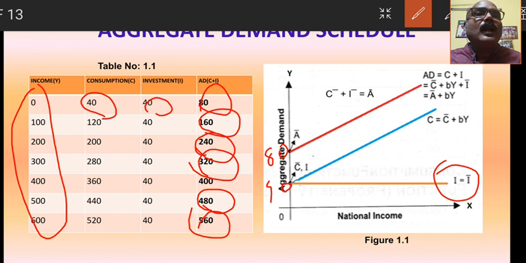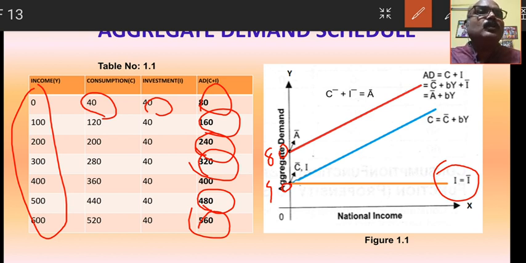Okay. Now the equation of the consumption function, the linear consumption function, that is C is equal to C bar plus By. What is this C bar? C bar is the autonomous consumption. What is this B? B is the marginal propensity to consume. And what is Y? Y is the income level. In the next class we will discuss in detail about the consumption function. Just to remember it, the equation of the consumption function is C is equal to C bar plus By.